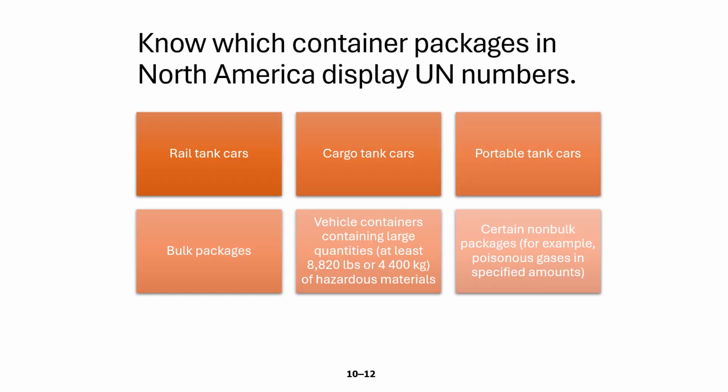In North America, the UN numbers are usually found on the following container packages: rail tank cars, cargo tank cars, portable tank cars, and bulk packaging. Vehicle containers that have quantities of at least 8,800 or 8,820 pounds of hazardous material, and certain non-bulk packages like poisonous gases in specified amounts. All of those you can expect to see a UN number.